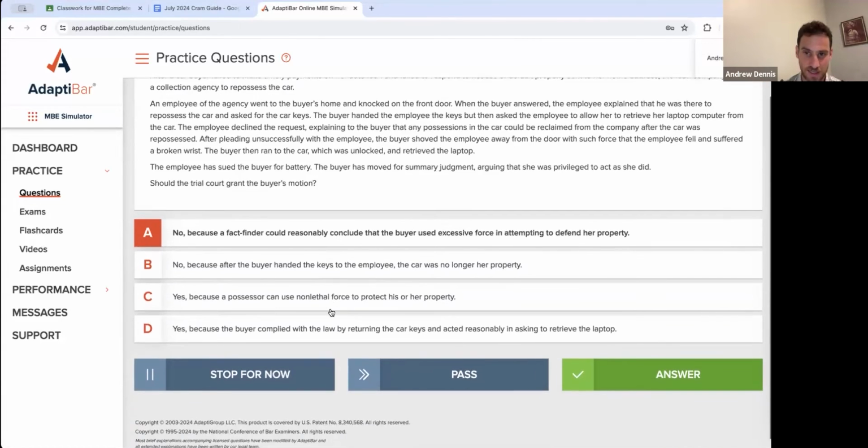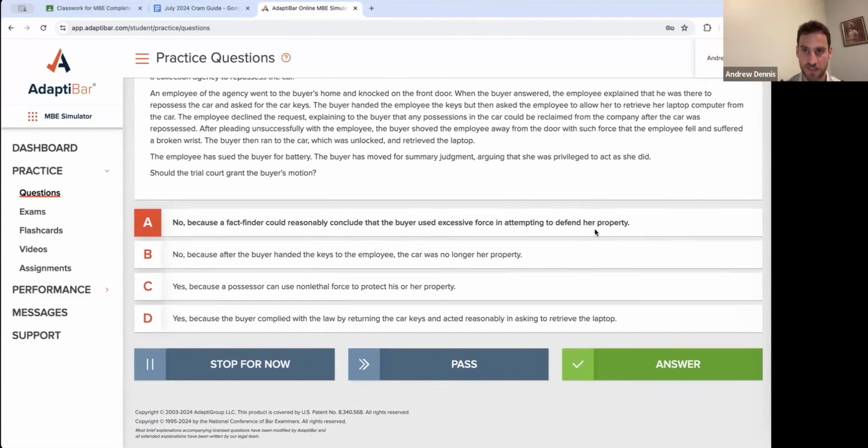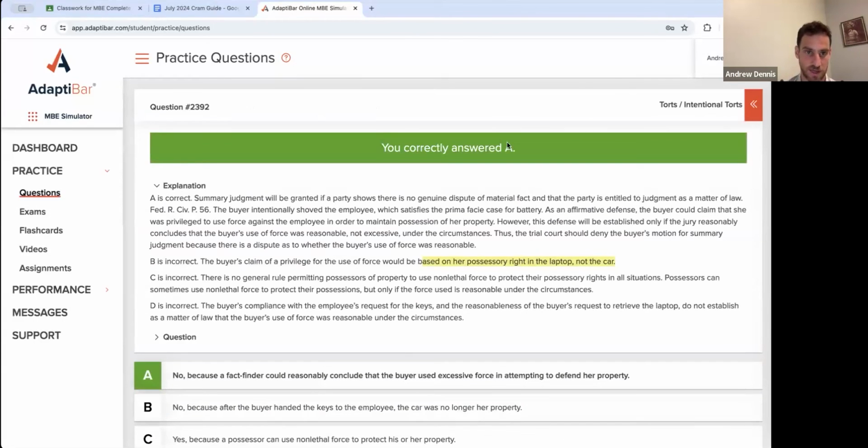Some B's and C's say the car was no longer her property. That's not the case. Even if the car was no longer her property, that doesn't mean that it justifies battery. You can't just batter people. B is saying that it was her property, but that's not why you should win for battery. Even if it wasn't her property, that's irrelevant. The question is whether or not it was excessive force. So let's see.